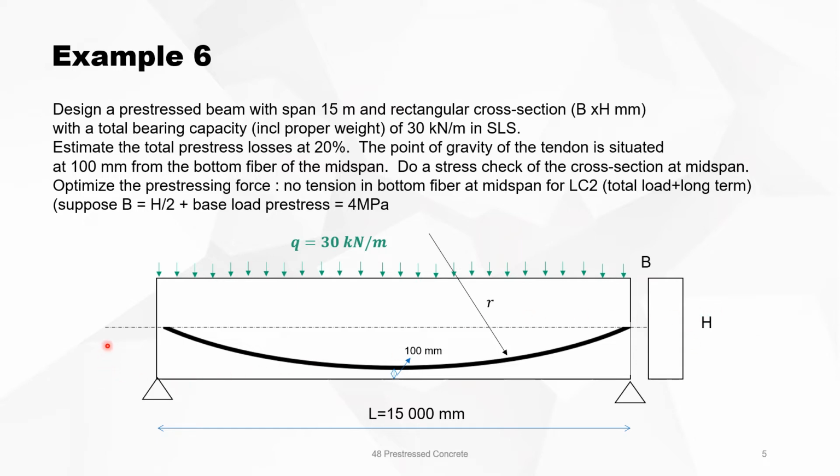And we will accept a base load pre-stress of 4 megapascal, so that in the section there is a base load of 4 megapascal from the pre-stressing force. The radius of the tendon profile is L squared over 8E. We don't know it yet.